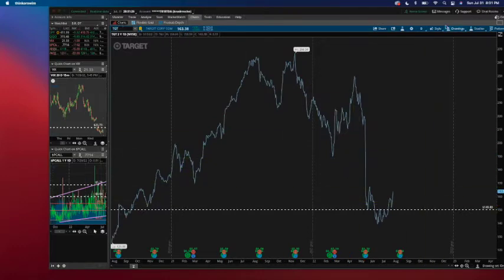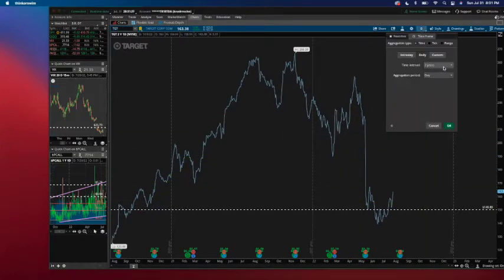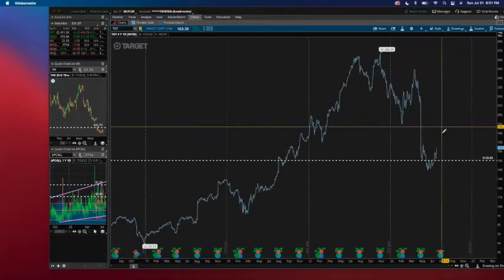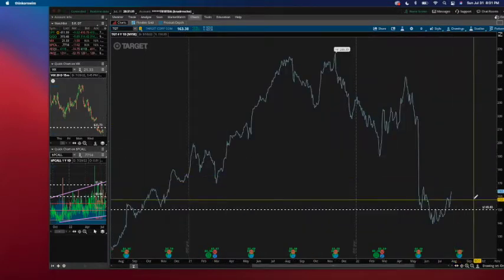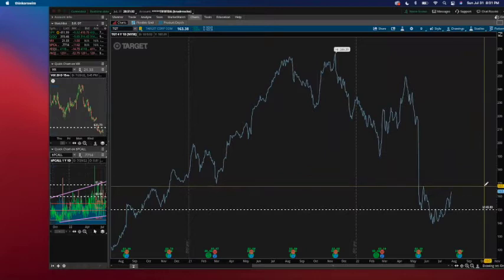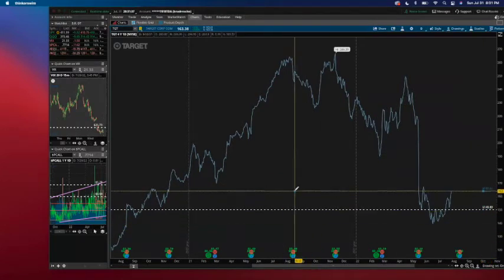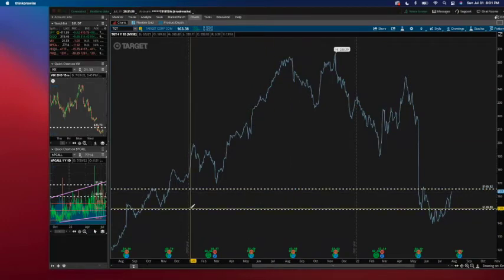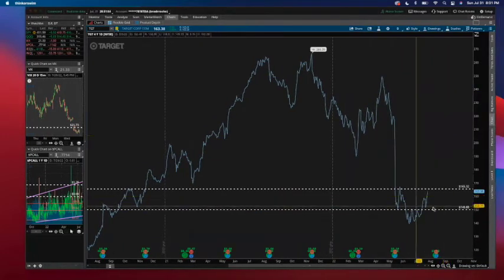So what I'm looking for here, I see this level here that I like, this one here. It came down and it broke this, had two strong rejections here and had a strong bounce here. So that's where I would look to play it.